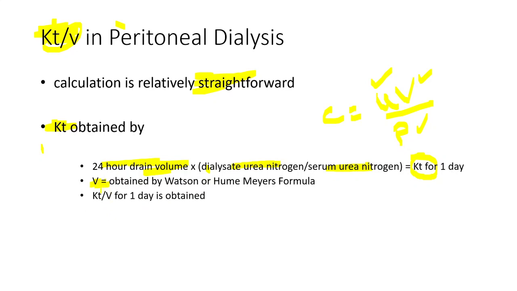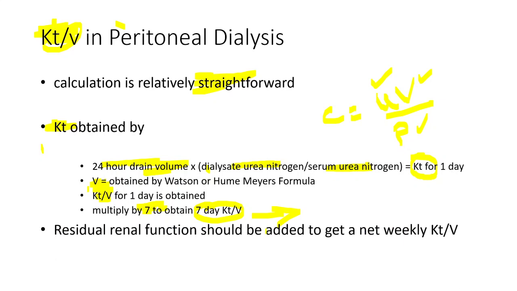Whatever Kt/V we are obtaining by these formulas is for a single day. So we have to multiply it by 7 to get the Kt/V for 1 week, because most of the time we set the Kt/V target for an entire week. That is why we have to calculate it for a week. The examiner might be particular about this: if a patient has residual renal function, that has to be added to the weekly Kt/V.